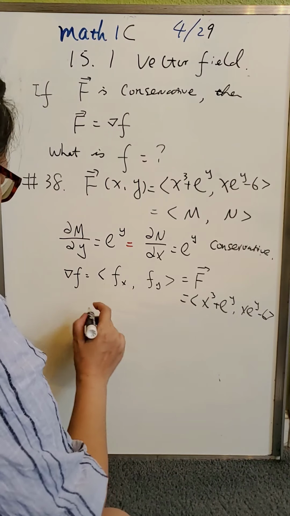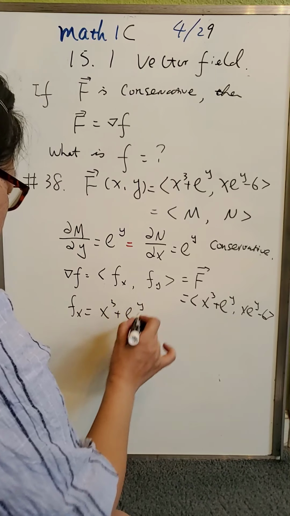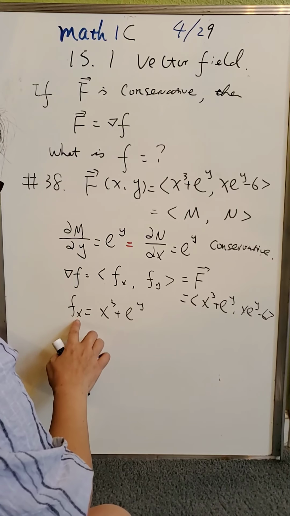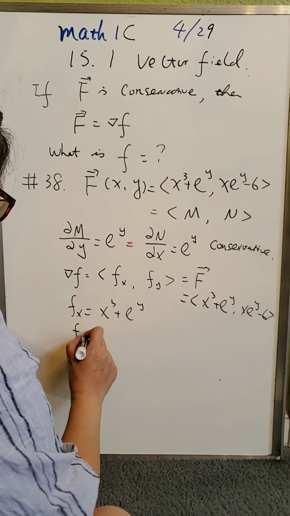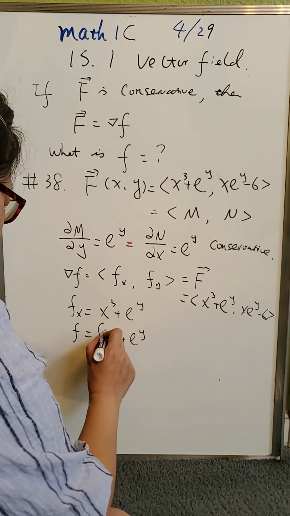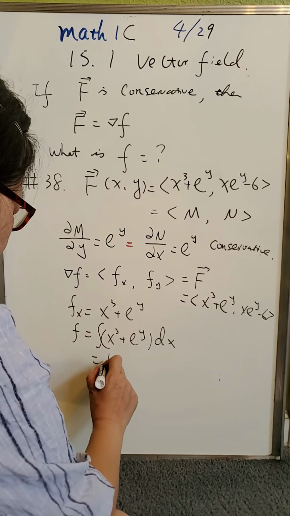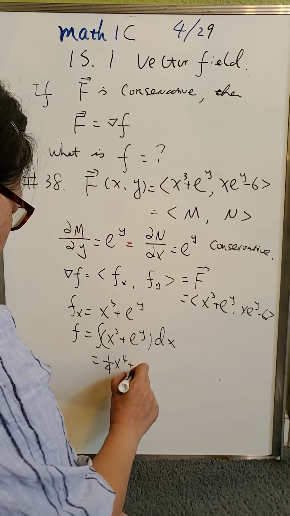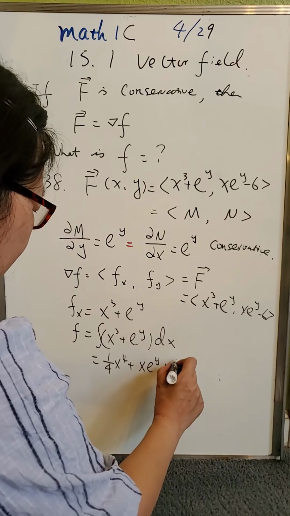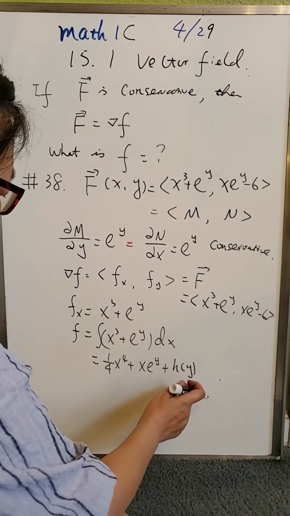Then I'm going to match them. So my f of x equals x cubed plus e^y, okay? And then I integrate it because it's a partial derivative, right? So I integrate x cubed plus e^y with respect to x, and that's equal to 1/4 x to the 4th plus x e^y, and then plus any constant with just a y. So I use h of y. And now I need to find out what h of y equals.